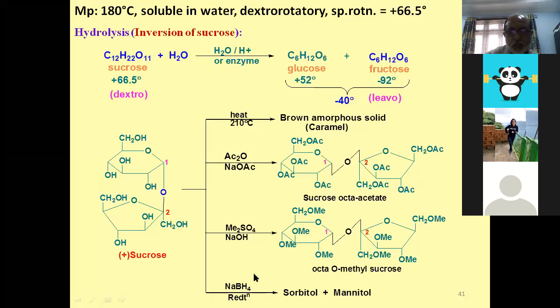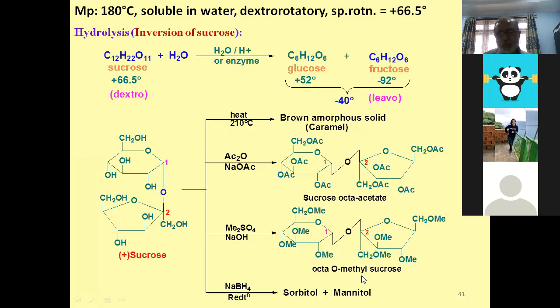If you do reduction, sorbitol and mannitol will be obtained. All the aldehyde groups will be converted into OH groups, CH2OH groups, and here the ketonic group also will be converted. But the ketonic group converted will give two isomeric forms. One will be sorbitol, another one will be mannitol. Anyway, you can read it from there.